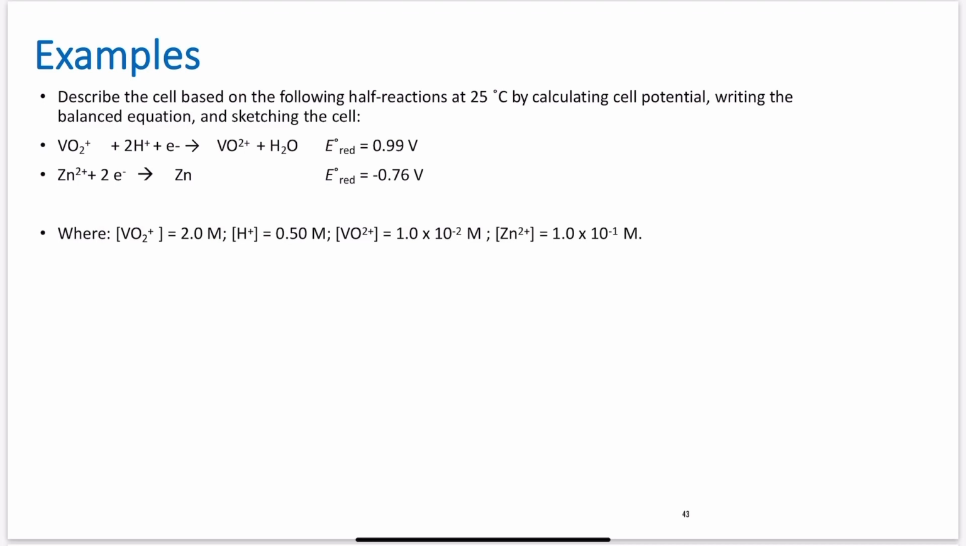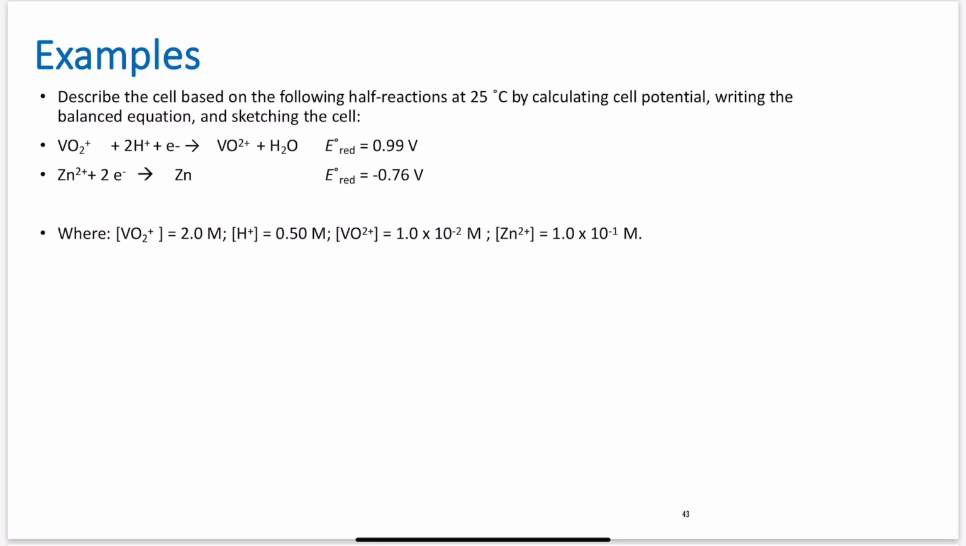It tells me that the VO2+ (VO subscript 2, plus 1 charge) has a 2 molar concentration. The H+ has a 0.5 molar concentration. The VO2+ (VO, charge of 2 plus) has 1 times 10 to the negative 2 molar concentration, and the zinc 2+ has 1 times 10 to the negative 1 molar concentration.